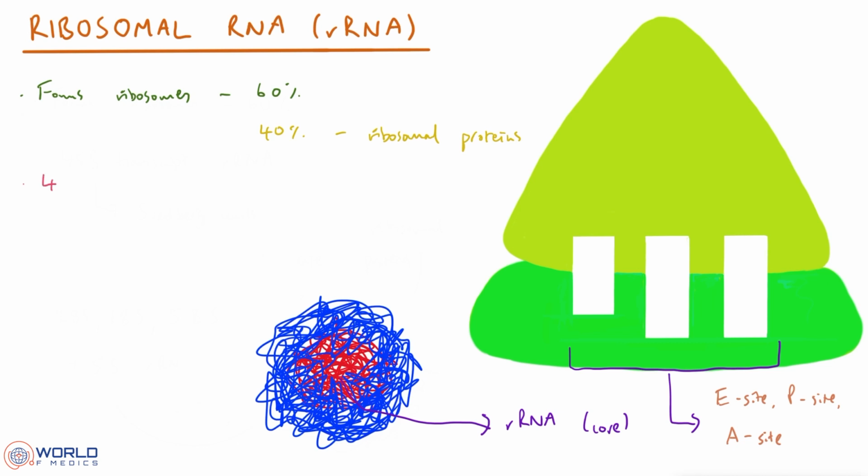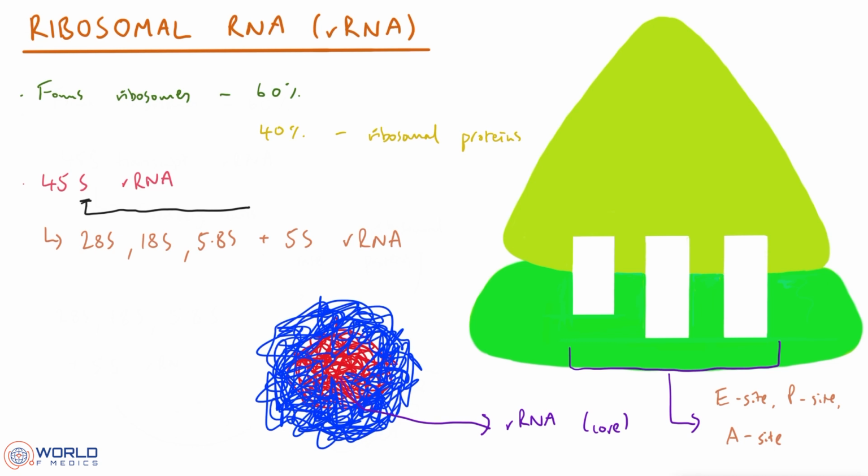Well, first of all, you have a 45S rRNA molecule that's formed. And this is then broken down through various processes to form other ribosomal RNA molecules, specifically the 28S, the 18S, the 5.8S, and the 5S rRNA molecules.